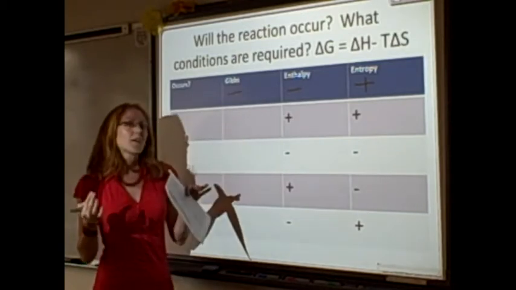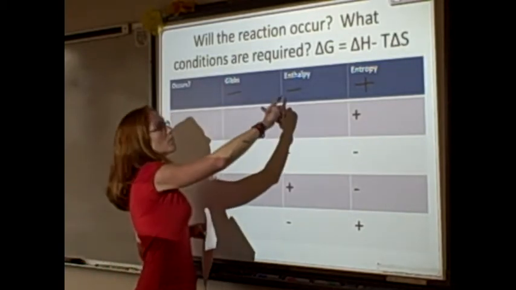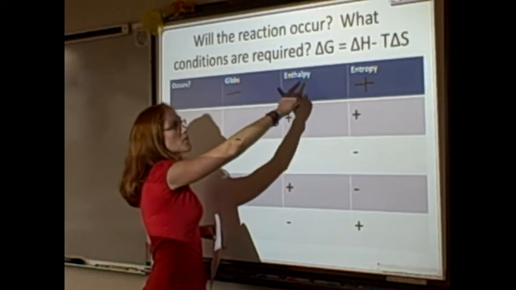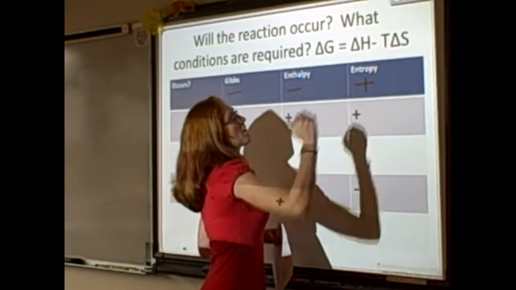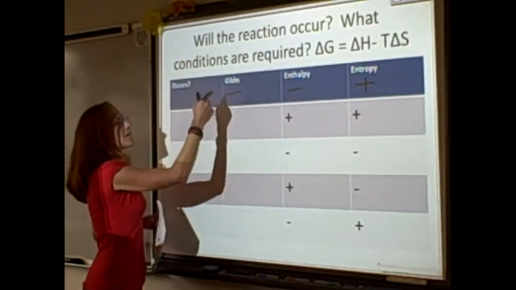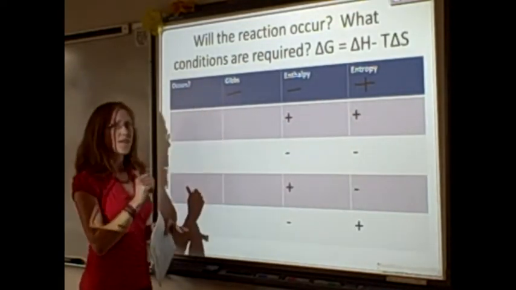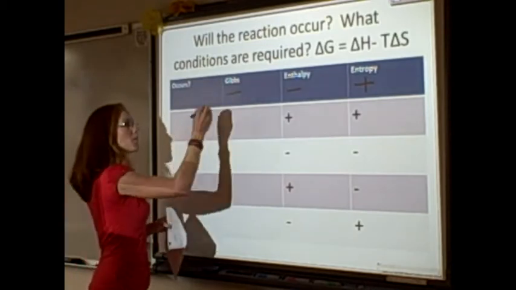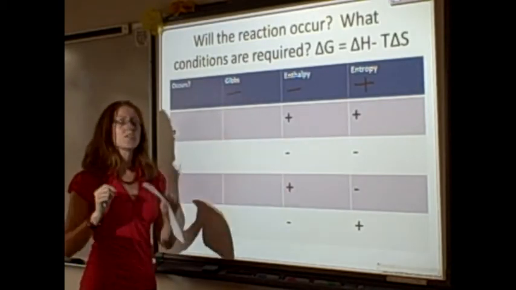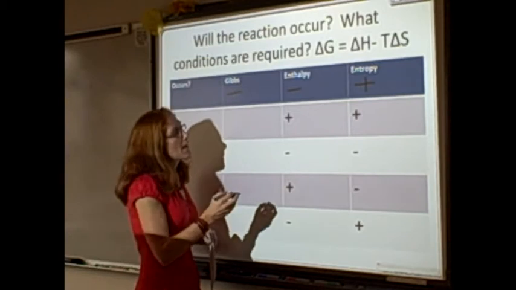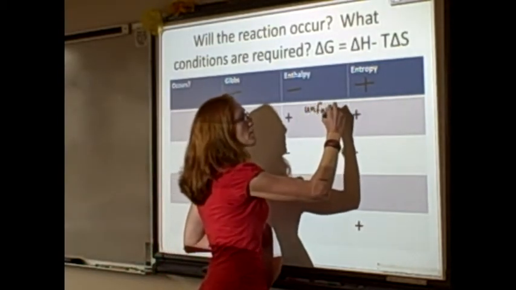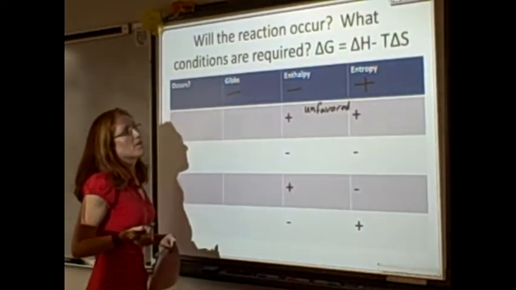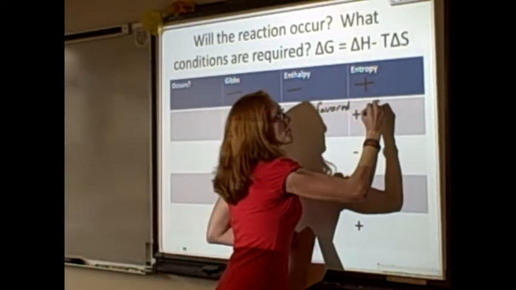So for a reaction to be spontaneous, this was a factor that would contribute to the spontaneity. This is a factor that would contribute, and this is what tells me, this is the thing that says yes, it will happen. If your Gibbs is negative, this reaction is spontaneous. So here I have unfavored enthalpy and a favored entropy.